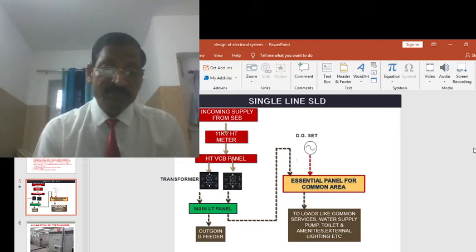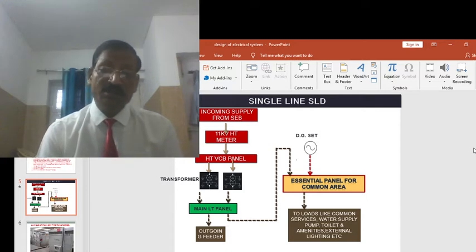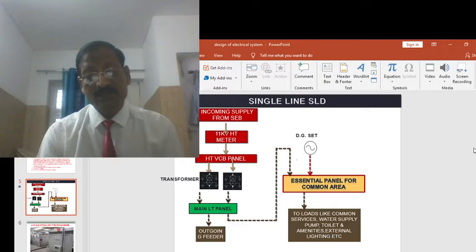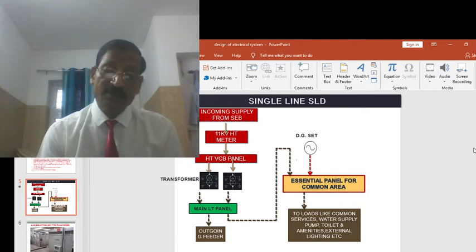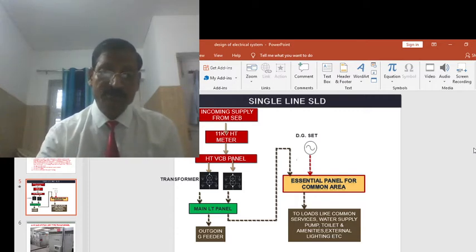With this grid supply, we can't rely on the grid whenever there is a power failure. So we have DG sets which act as an emergency supply, and as the power fails, the DG set starts automatically, and as the grid supply resumes, they switch off automatically, so that there is not any disturbance in the supply.